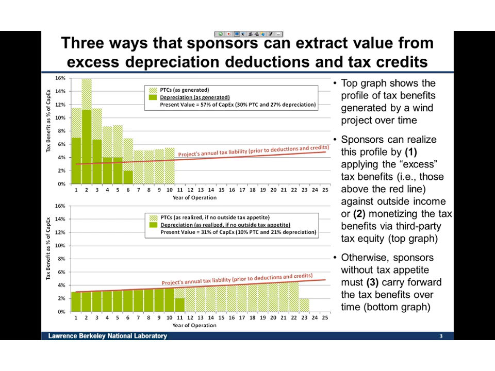Obviously, there's a disadvantage to this third approach due to the time value of money. As you can see in the legend, the present value of these combined tax benefits comes to just 31% of total CapEx in the bottom graph, compared to 57% in the top graph, even though both graphs show the exact same overall magnitude of tax benefits. The only difference is the timing of when those benefits are realized.